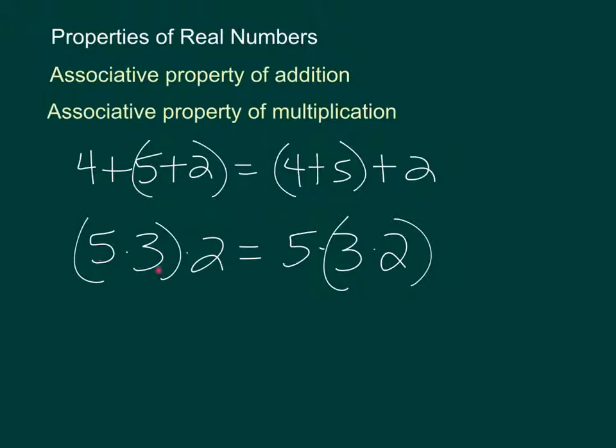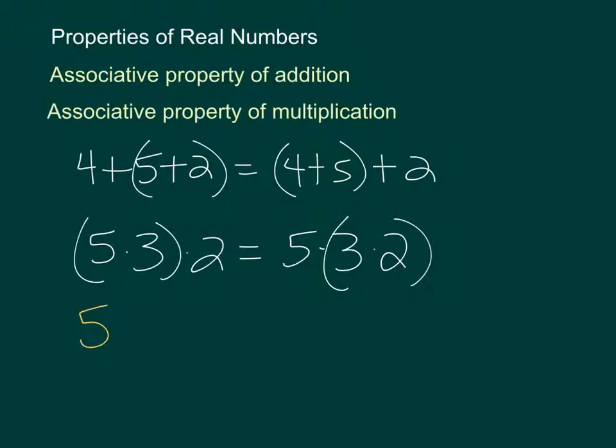So the position of the actual numbers did not change. We still have 5, 3, 2 on both sides, all multiplication. The only thing that changed was my parentheses. So this is the associative property of multiplication because I'm multiplying. Now I can try to trick you and do something like this.